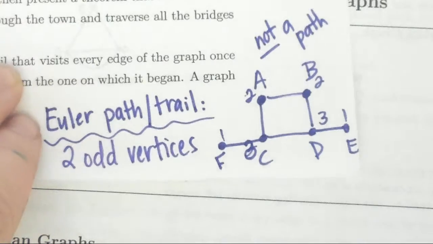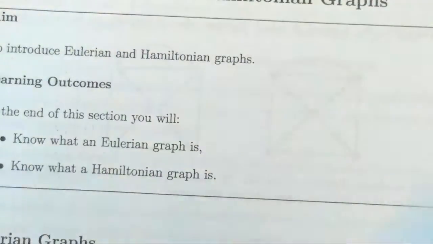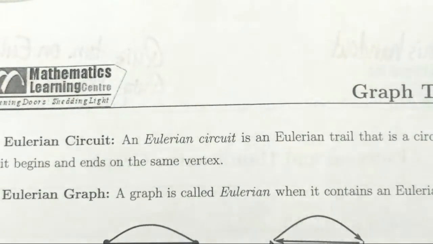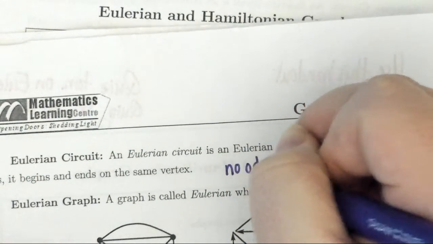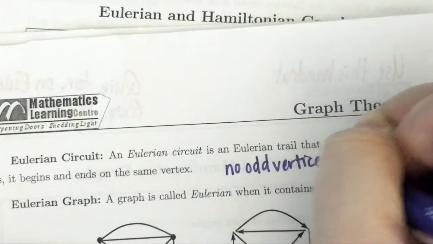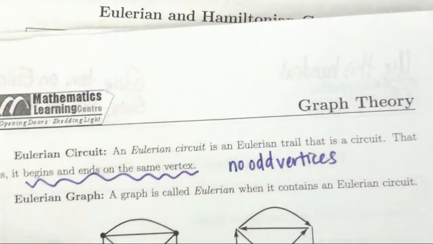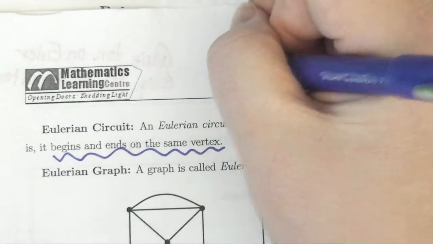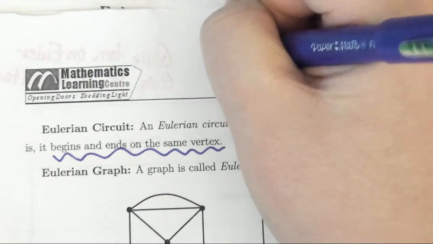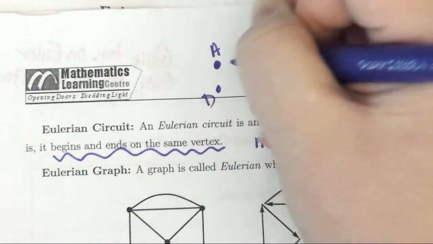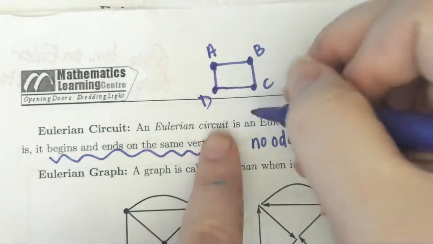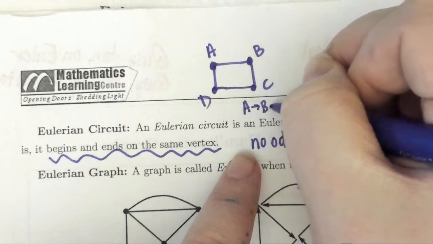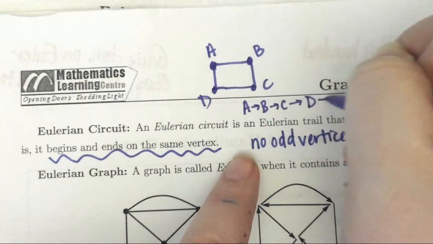Okay. We also talked about, flip to the next page, an Euler circuit. Can someone tell me the difference between a path and a circuit besides the odd vertices? Yes. So if we can start and end at the same spot, like a box. I know that's really dumb, but right now I could do A to B, B to C, and C to D, and then go back to A.